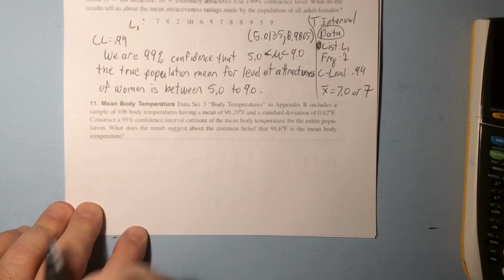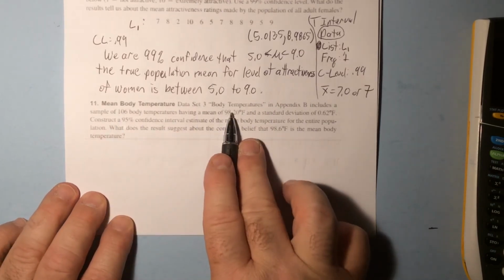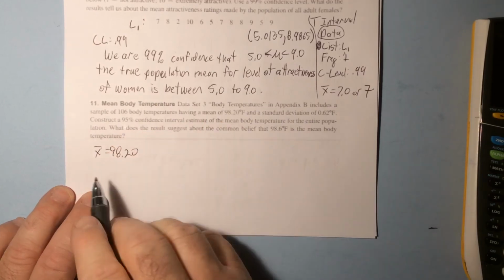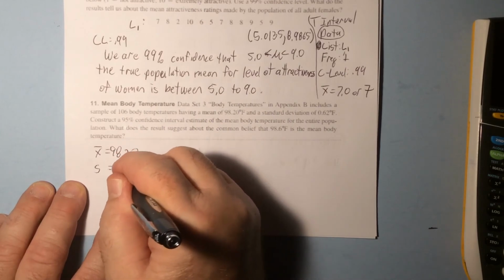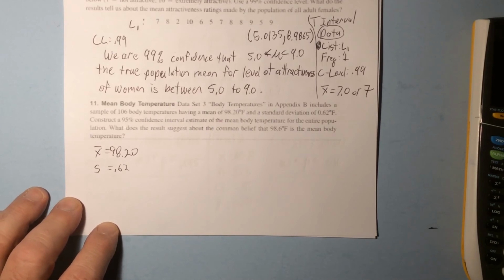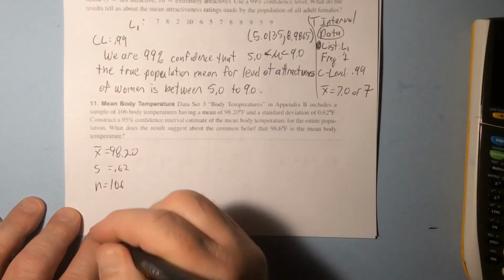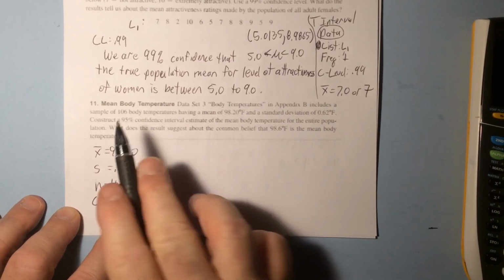So we have 106 participants here, and we have a sample mean of 98.20. We have a sample standard deviation of 0.62. So notice here, these are rounded to 2 decimal places. That's going to impact how we round our estimate of the population mean. N is going to be equal to 106. The confidence level is going to be equal to 0.95.